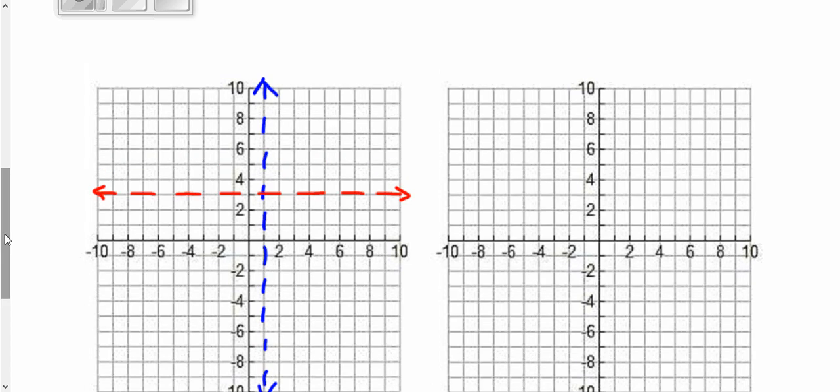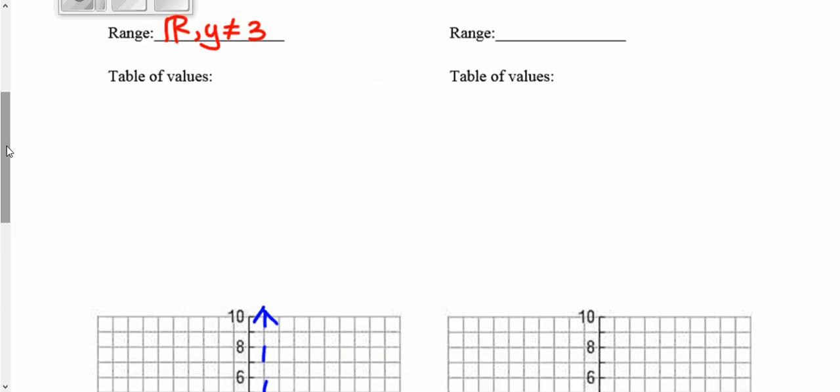All right, so now a table of values. So for the table of values, 2 numbers to the left and right of the blue line. So the blue line's at 1, so 2 numbers to the left would be 0, -1. 2 numbers to the right would be 2 and 3. So 0, -1, 2, and 3.